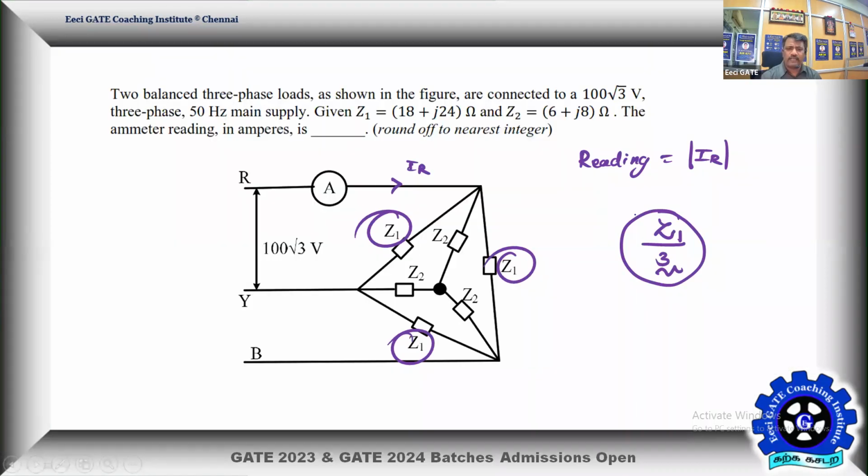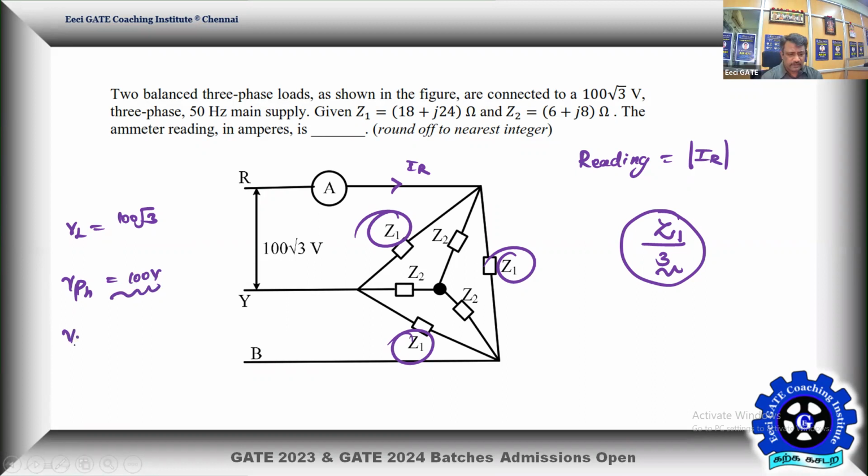Okay, so before that, let me get into the problem. What is given? Given Z1 and line voltage is given 100 into √3. So VL is given 100 into √3. Then the individual phase voltage, V phase, will be equal to 100√3 by √3. So it's going to be 100 volts. So each phase will have RMS of 100 volts.